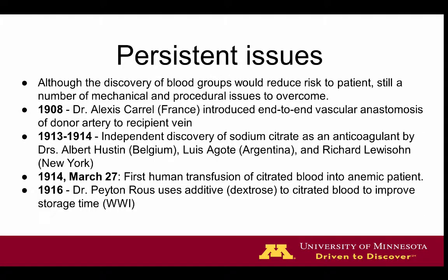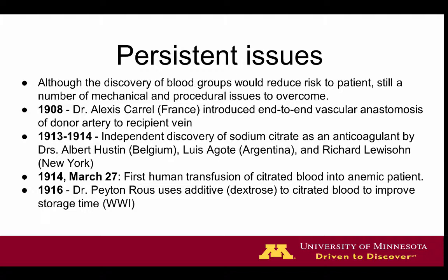Although these blood group discoveries would certainly make transfusion much more safe, there are still additional issues that remain persistent, including, as I mentioned, how to actually perform this transfusion. In 1908, Dr. Carrel introduced end-to-end anastomosis of donor artery to recipient vein. Although this was not nearly as beneficial for transfusion itself, it led the way to organ transplant, which is in and of itself also an important discovery.